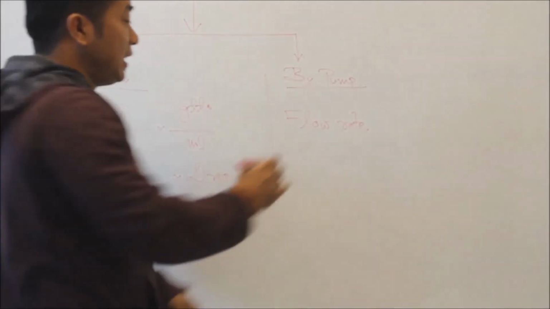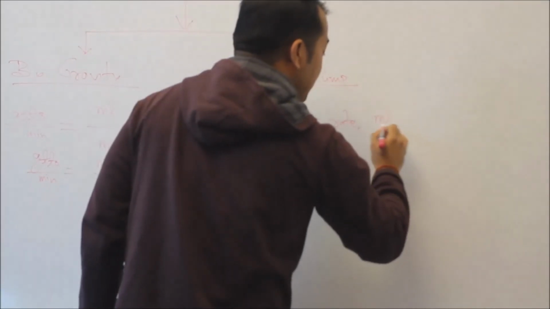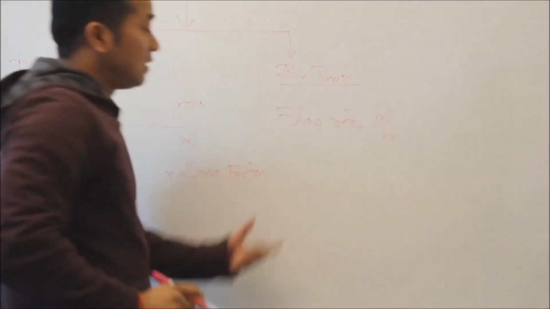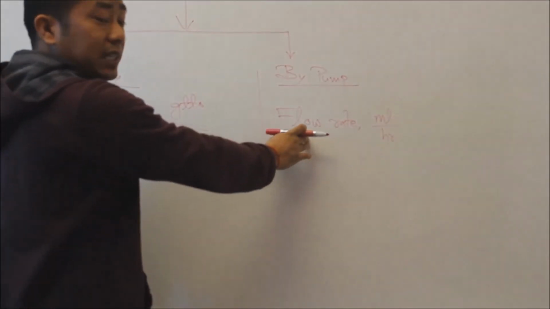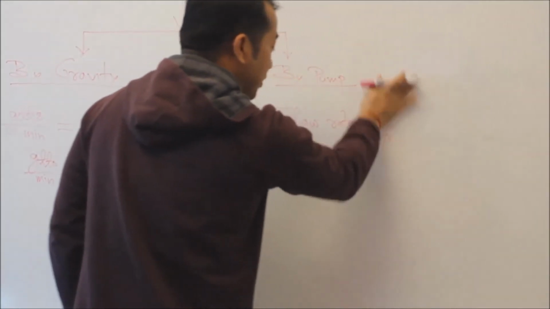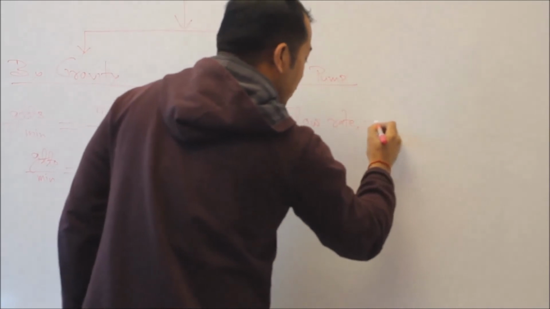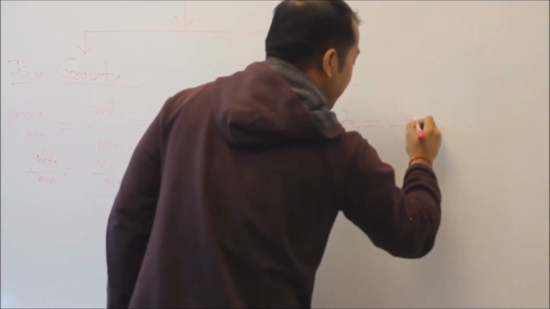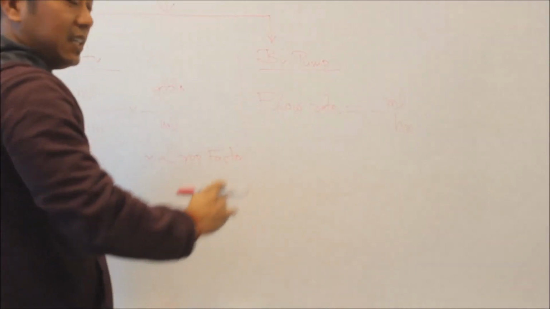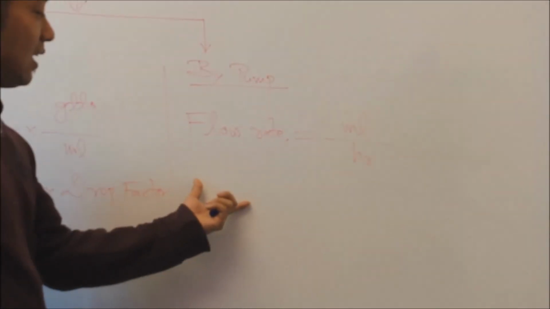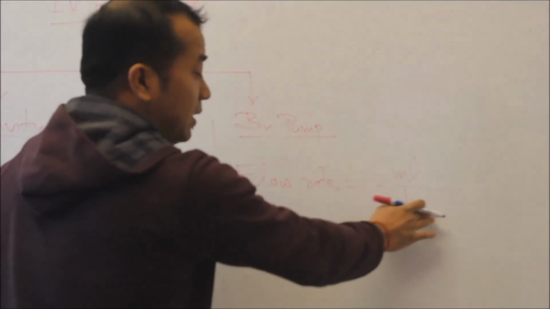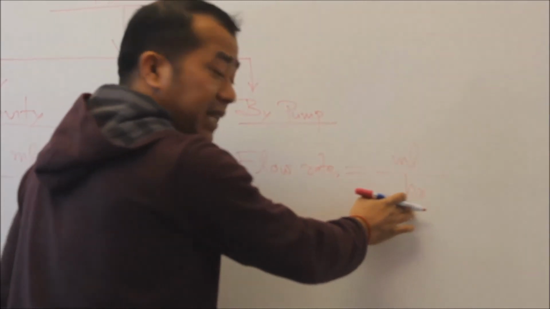The formula for the flow rate is mL. How many mL are we administering in 1 hour? That is the flow rate. So for this purpose, the formula will be: flow rate is equal to how many mL are administered in 1 hour. And in some problems, we will see the time is given in minutes, not in hours.